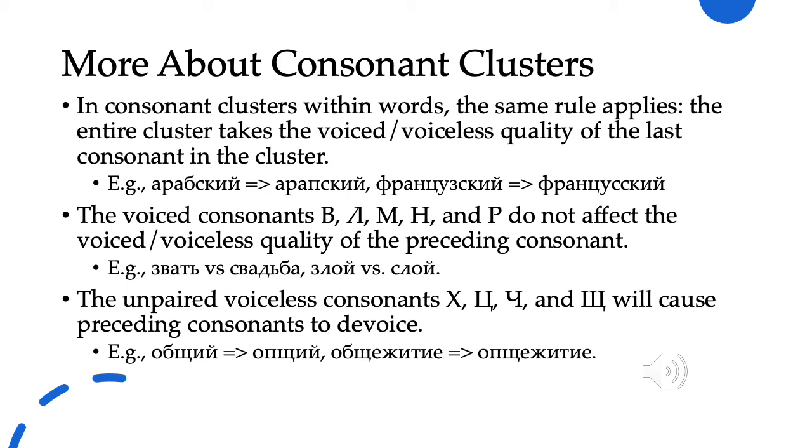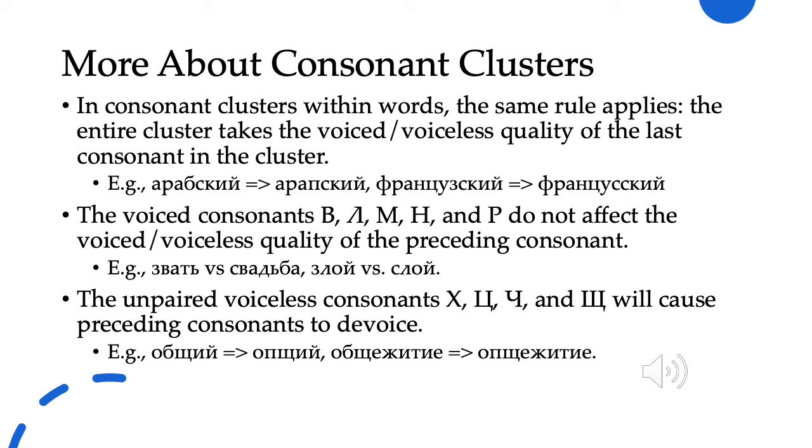And then there are some consonants that don't follow these rules, or don't quite follow these rules. So the voiced consonants v, l, m, n, and r do not affect the voiced or voiceless quality of the preceding consonant. So all of the unpaired voiced consonants, that's l, m, n, and r, plus the paired voiced consonant v, also falls into this category. If you have another consonant before v, l, m, n, and r, it will not voice if it is voiceless. And we can see this in words such as звать, to call, versus свадьба, a wedding. Both of them have a v as the second consonant in a consonant cluster, and you can see that zv is pronounced zv and sv is pronounced sv.